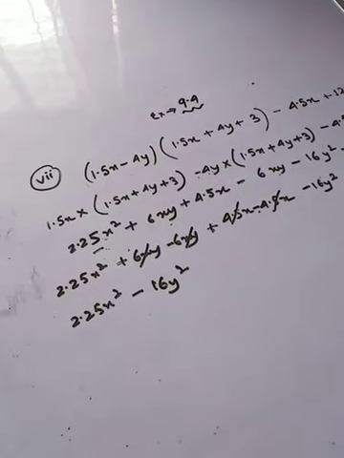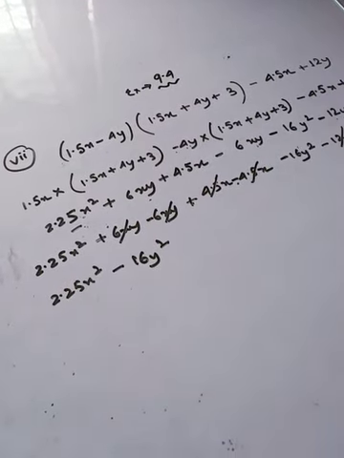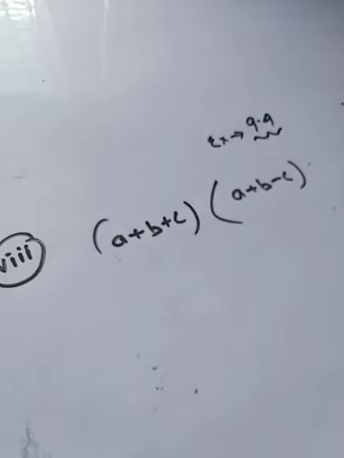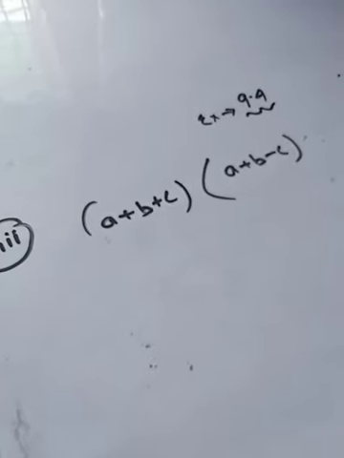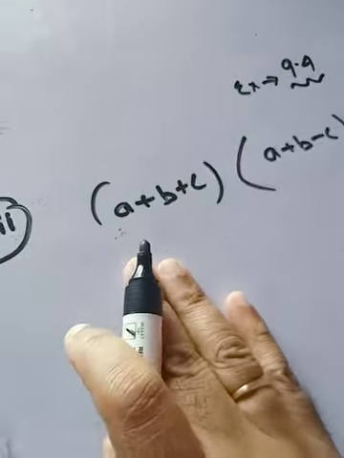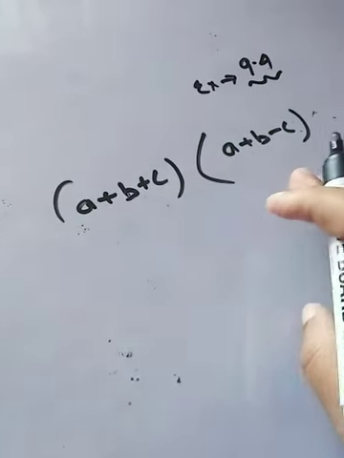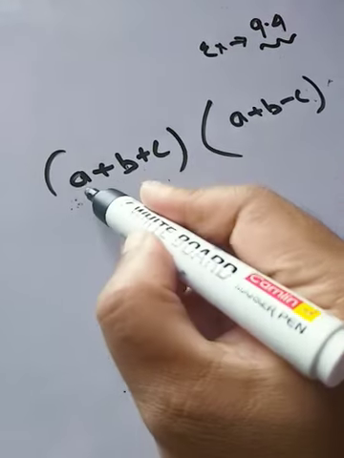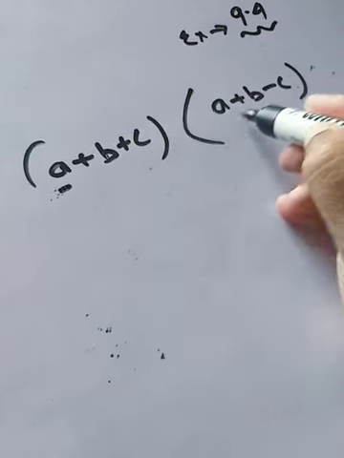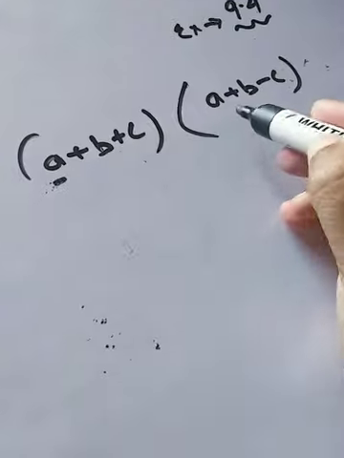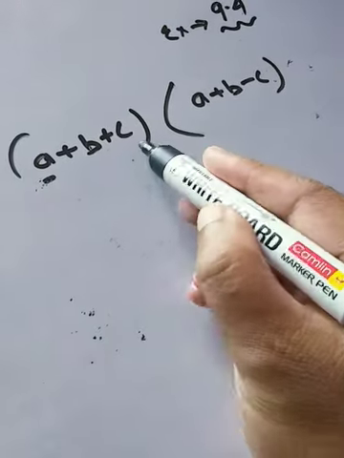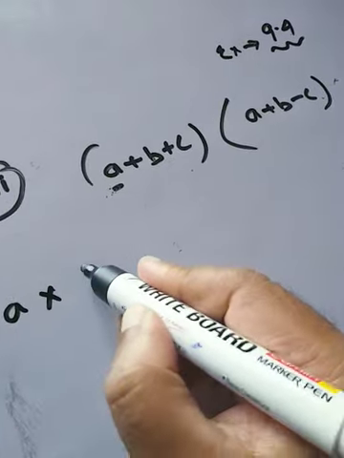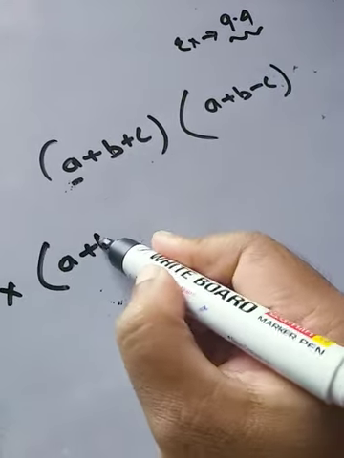Now let's move on to the last sum of this exercise 9.4. Yes, this is sum number 8. Now in this sum we see that we have to multiply trinomial into trinomial. Okay, now how exactly it has to be done? Very simple. With a you have to multiply this trinomial. With plus b also you have to again multiply this trinomial. With plus c also we have to again multiply this trinomial. Okay, very, very easy. Just you have to keep the concept right.